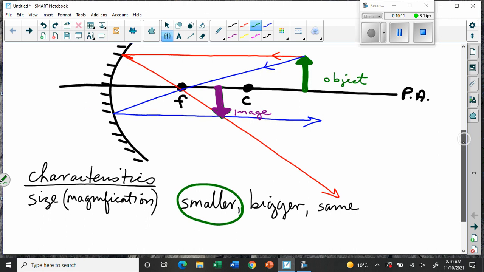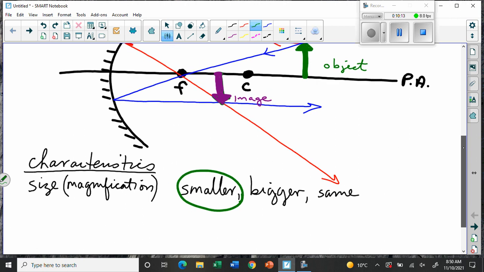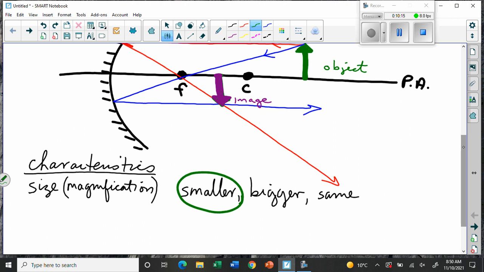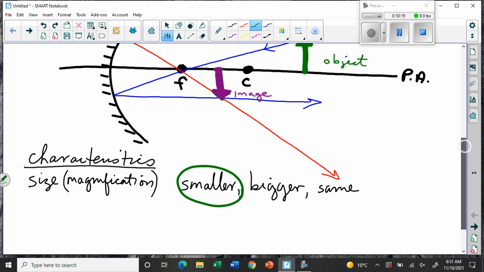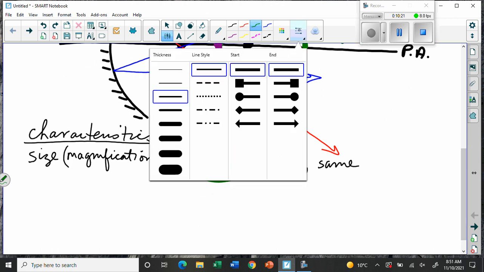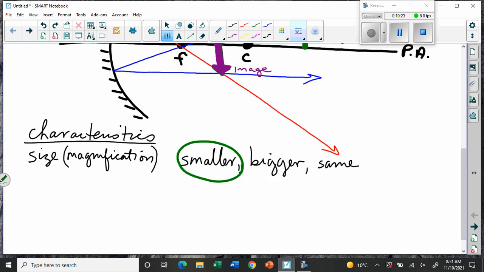Now, the other thing we like to keep track of is the orientation of the image. Is it upside down or upside right? And you can see here, it's pretty obvious it's upside down. So the second characteristic of an image that we like to keep track of is the orientation. The orientation of the image. Get this back to black.